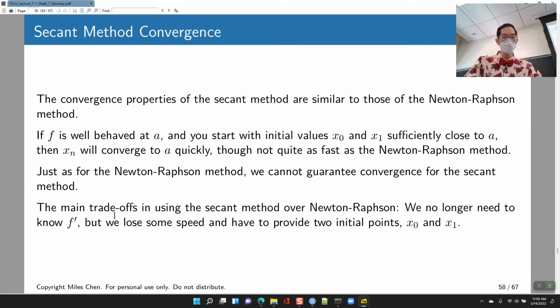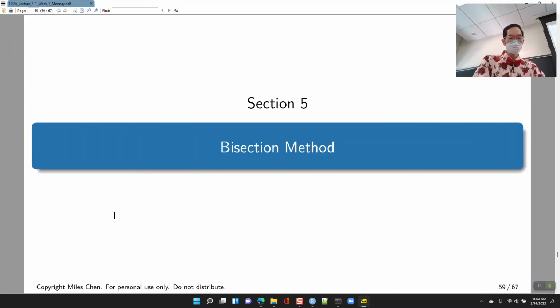Okay, we're going to run out of time, so I'll cover the bisection method later, and then we'll also talk about approximating derivatives numerically.